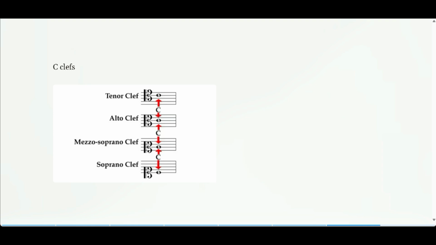So these are all C clefs. If you place it here, this is a tenor clef. If you place it here, this is an alto clef. If you place it here, this is a mezzo soprano clef. If you place it here, this is a soprano clef. These are the two clefs that you need to know. I just kept it here so that you can understand it better. So this is middle C. This is middle C. This is middle C, and this is middle C as well.